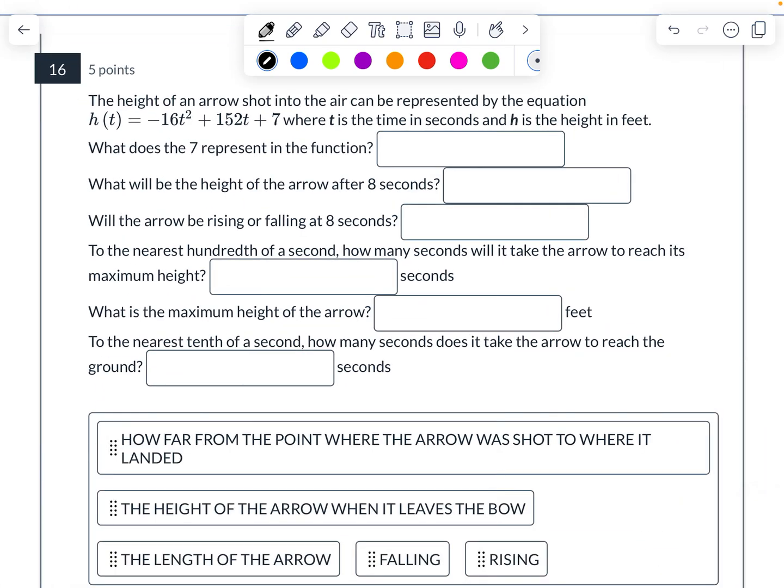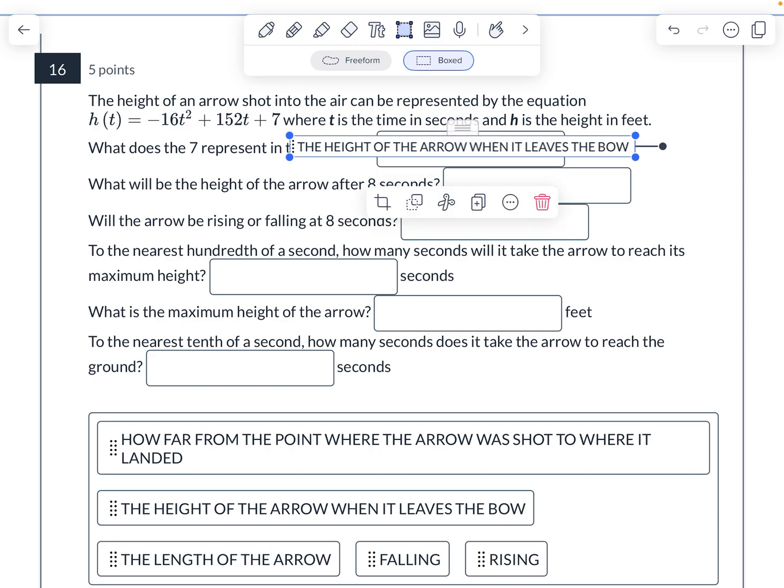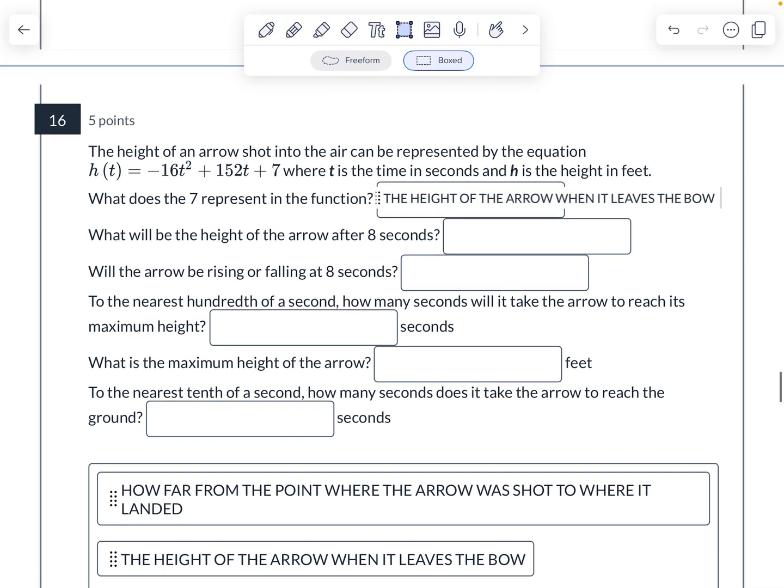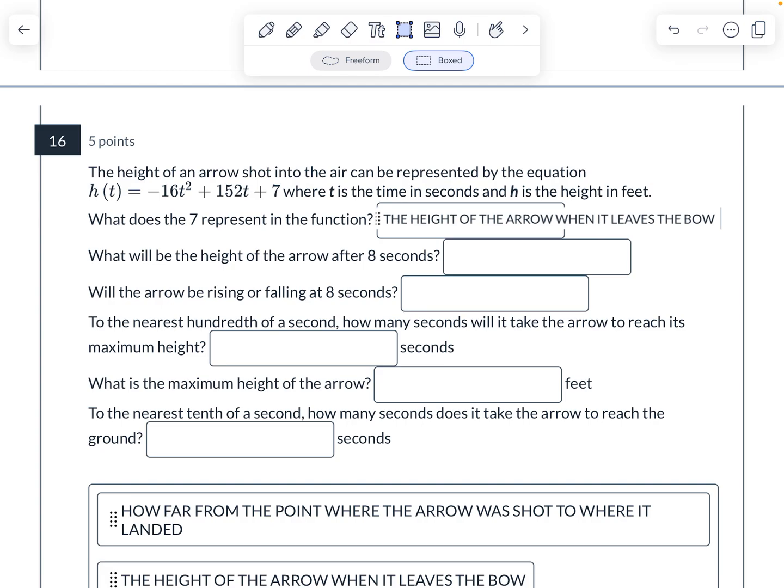The height of the arrow when it leaves the bow. That goes right there. After 8 seconds. Okay, so after 8 seconds.